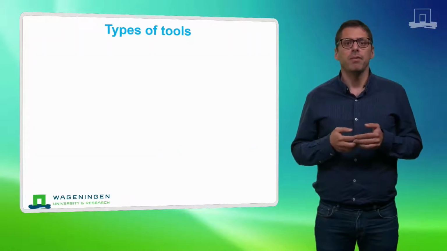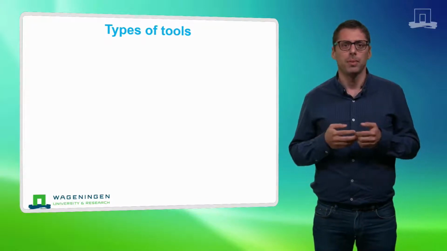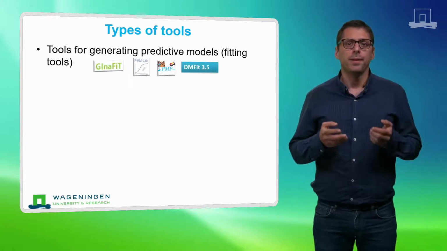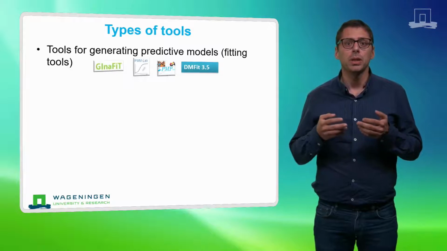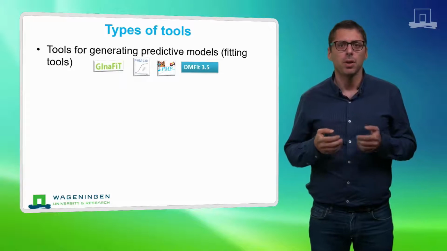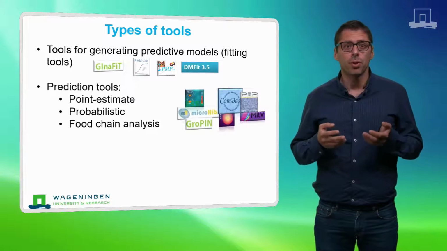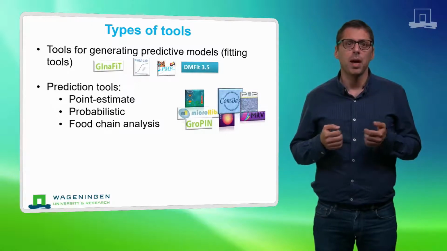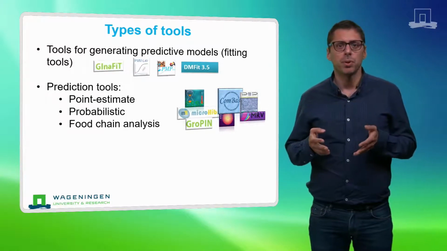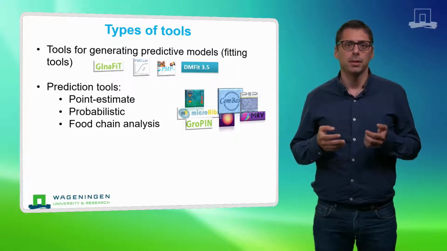The tools can be classified in 4 categories according to the type of use and features. Tools for generating predictive models, in other words, fitting tools. They are customized software intended to specifically derive predictive microbiology models applying regression methods to microbiological data. Prediction tools: they are user-friendly software that enables users to predict the microbial response for environmental conditions, thus simulating specific food processes or even multi-step food processes in food chain analysis.